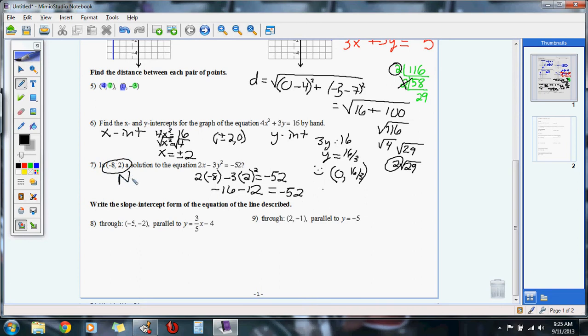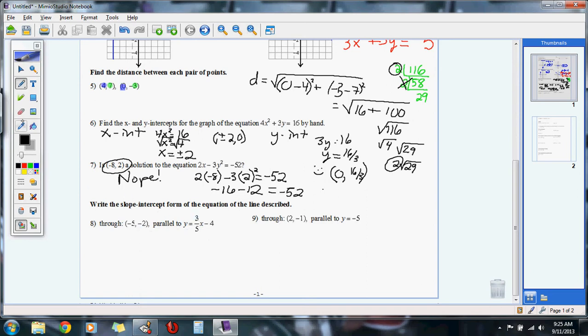We would say nope. Okay, to finish off this page, I'm going to end this video at this page so they don't get too long here. Write the slope-intercept form of the equation of the line described. So I have here a point that I want to write it through, and I'm going parallel to another line. So I have a point and I'm going parallel to this.